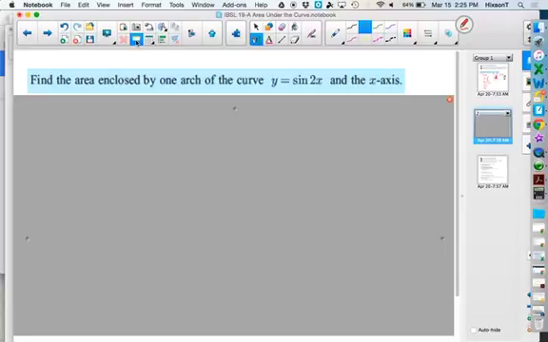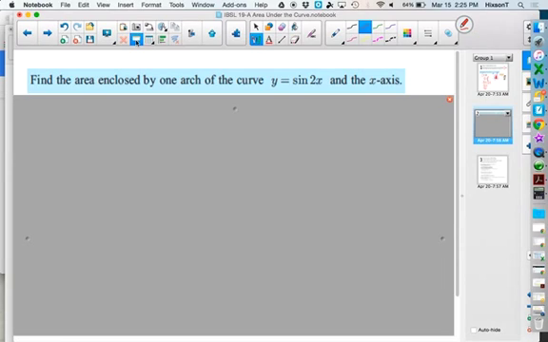It says find the area enclosed by one arch of the curve y equals sine of 2x and the x-axis. Now, notice we're not given an interval. We're told what part we want, and we've got to figure out the interval. So let's think this through here.